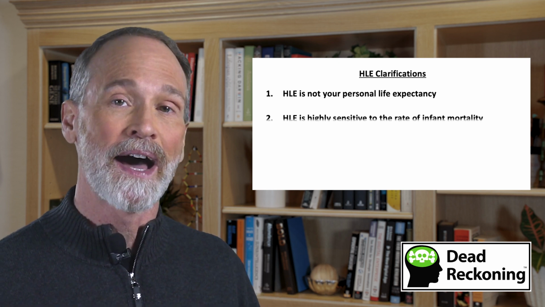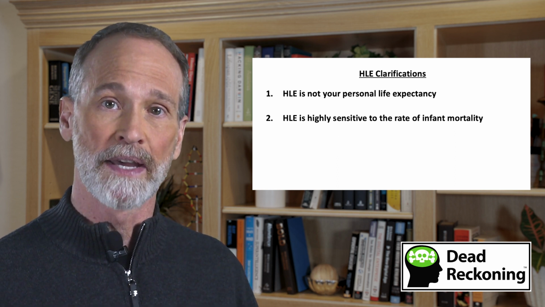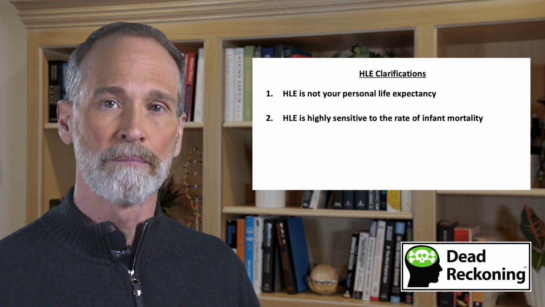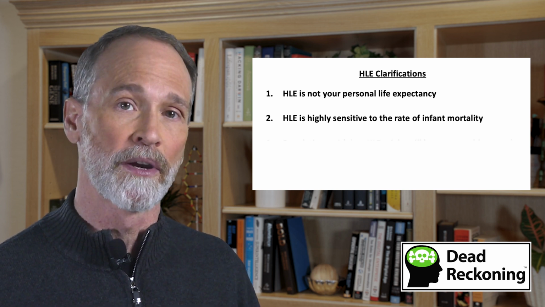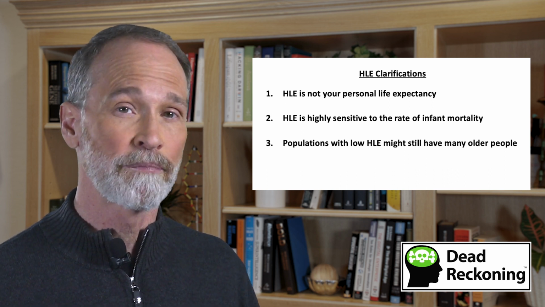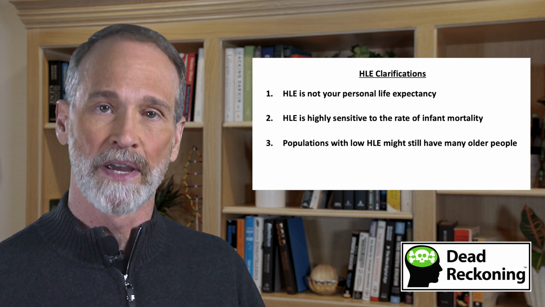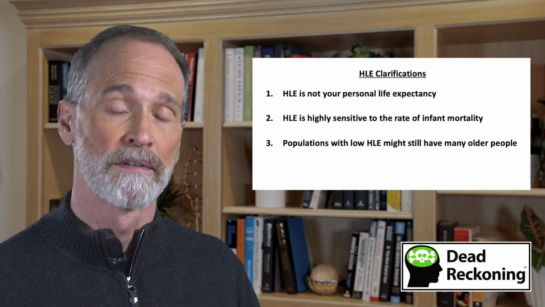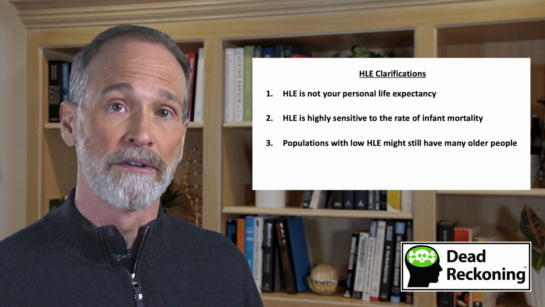Next, HLE is highly sensitive to the rate of infant mortality. Reducing or eliminating causes of death that impact babies and children, such as birth complications, has a much greater impact on life expectancy than reducing those that impact older people, such as Alzheimer's. In addition, populations with low HLE might still have plenty of older people. Countries with low HLE often have high rates of infant mortality, but those who survive infancy often have much longer life expectancies. In previous centuries, despite much lower life expectancies, 70-year-olds weren't rare.